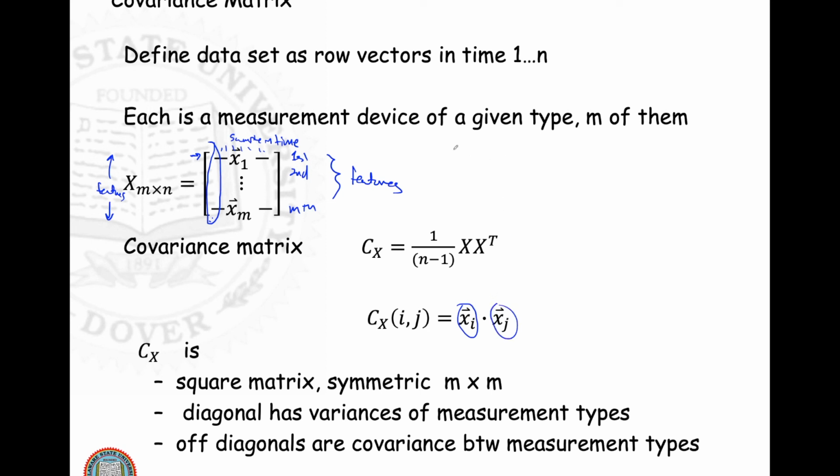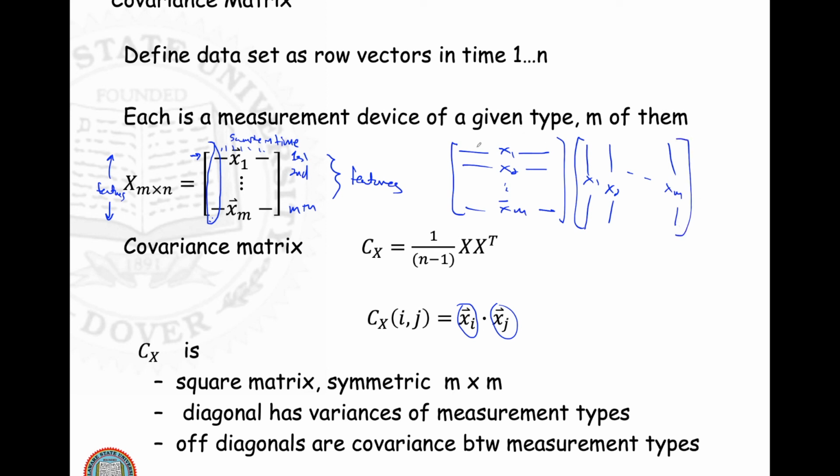So if we look at this a little differently, we have X, we have x1, our measurement type of the first type, x2, our measurement type of the second type, through xm, our last measurement type. Okay, so if we take the transpose, that means we have x1, x2, so our measurement types are along the columns instead of the rows, up to and including xm.